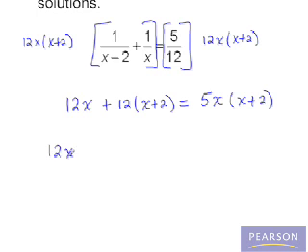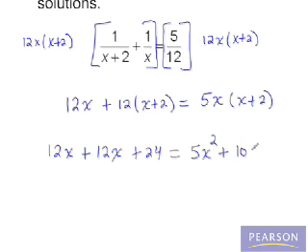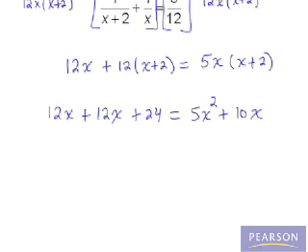We have 12x. We have another positive 12x. And then we'll take positive 12 times positive 2, get positive 24. And that is equal to 5x times x, 5x squared. 5x times positive 2 is a positive 10x. I see that I'm going to have a quadratic equation, so we should try to factor first.